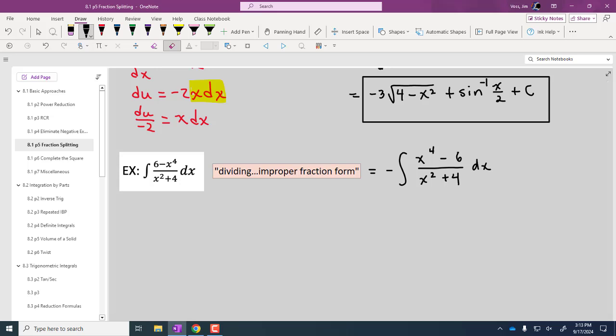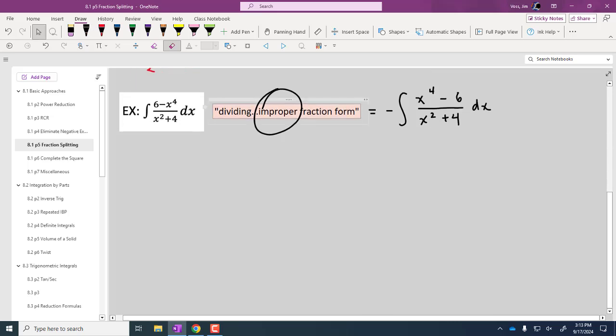So now you recognize that it's improper. Now we're going to do our long division. When we do the long division, we're going to take x squared plus 4 and divide it into x to the 4th minus 6. I'm going to leave some space there just in case we need placeholders, some zeros.